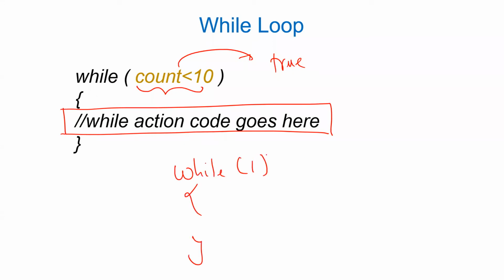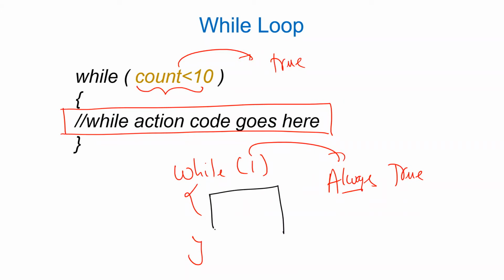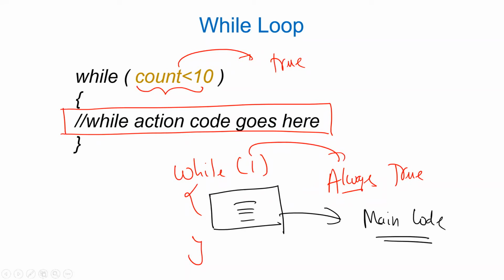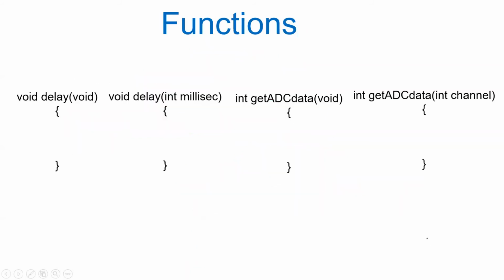While one means this condition is always true. So if it is always true, whatever block you put inside is always going to get executed, which means the main source code of our microcontroller always goes inside this infinite while loop. So this while one block, or infinite while loop block, is a part of the main code of any embedded program.